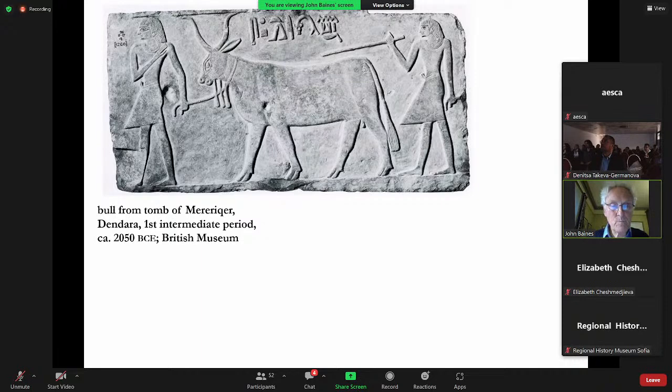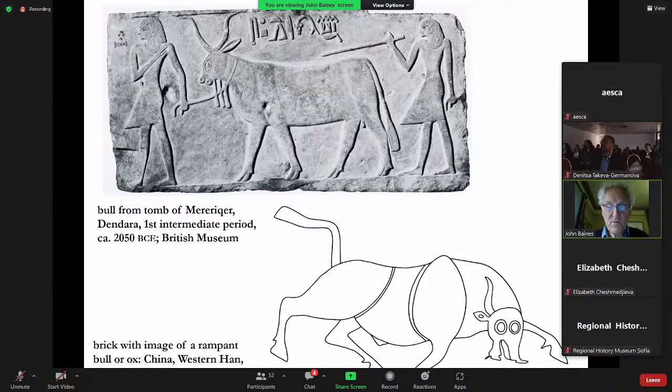Here is another example, again Chinese in this case. This was used by Schaeffer, of a bovid, where what is important is the way that the head is configured. Again, emphasis on the eyes, and in this case, of the open jaw.